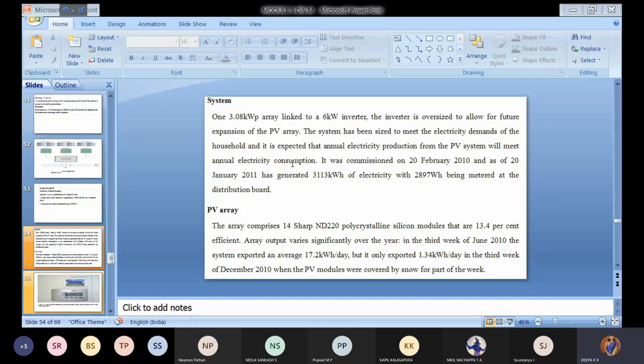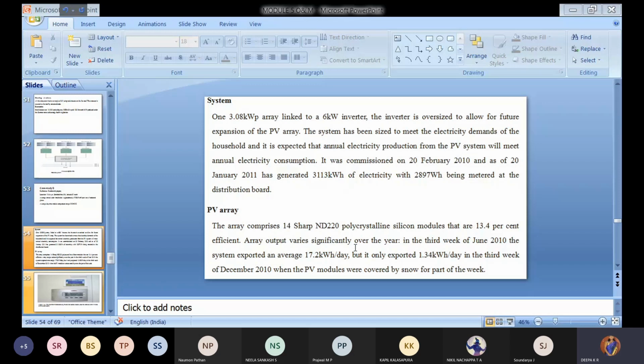Let's see with respect to the PV array what type they have used and what the capacity was. The array comprises 14 Sharp ND220 polycrystalline silicon modules. So the type is polycrystalline, and of course this is with respect to the company, and they took 14 modules, each with 13.4% efficiency. Array output varies significantly over the years, because we know that for the first 5 years the output will be around 98, 99%, then after 5 years it comes to 95, then 90. So definitely it will vary over the years.